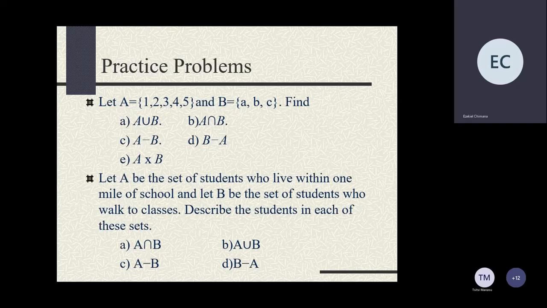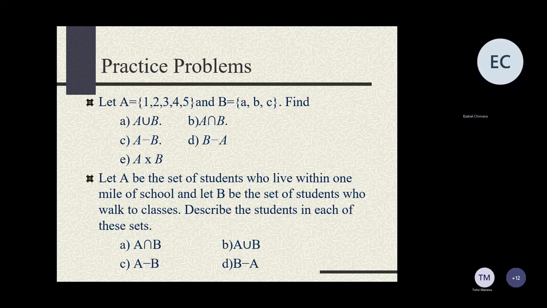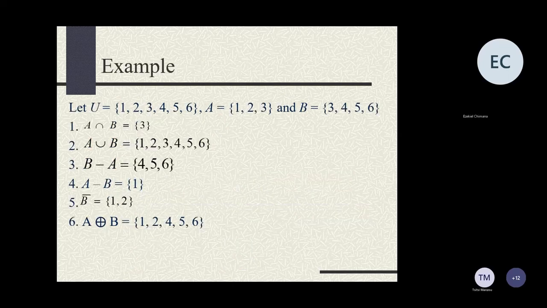And then there's a practice question which will be asked. Yes, you can ask. So, number 5. You can ask. All right, want to clarify. So on number 6, 1, 2, 4, 5, 6 is the symmetric difference of A and B.